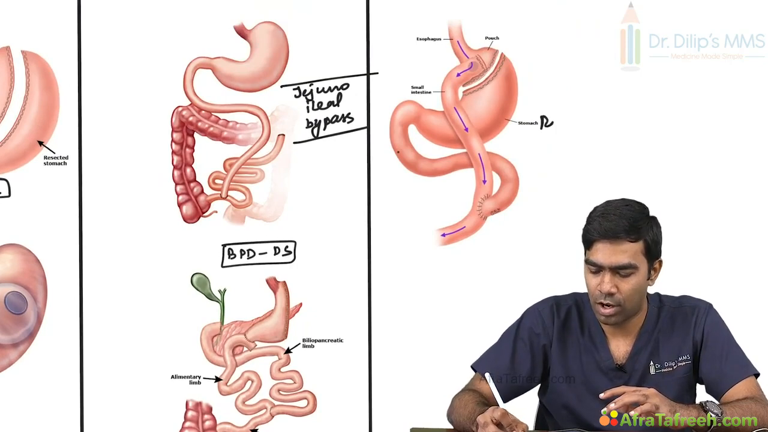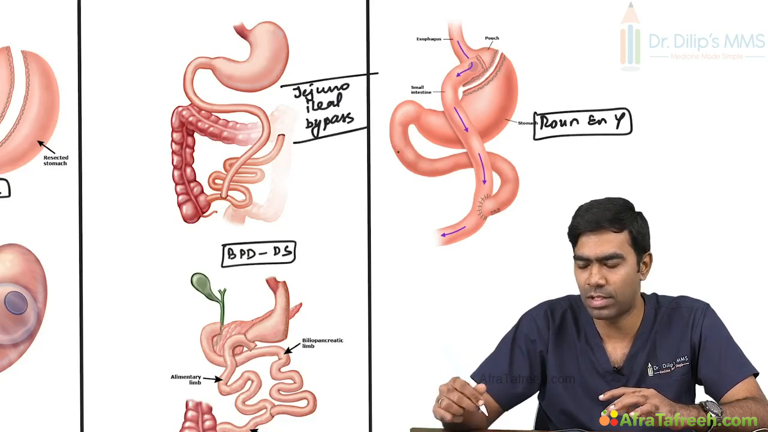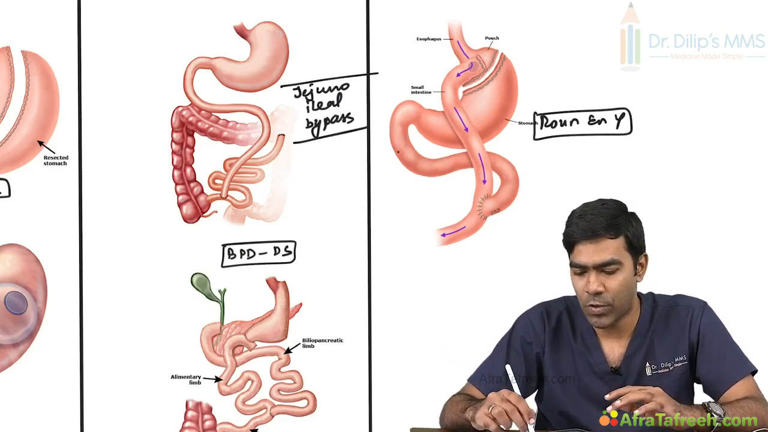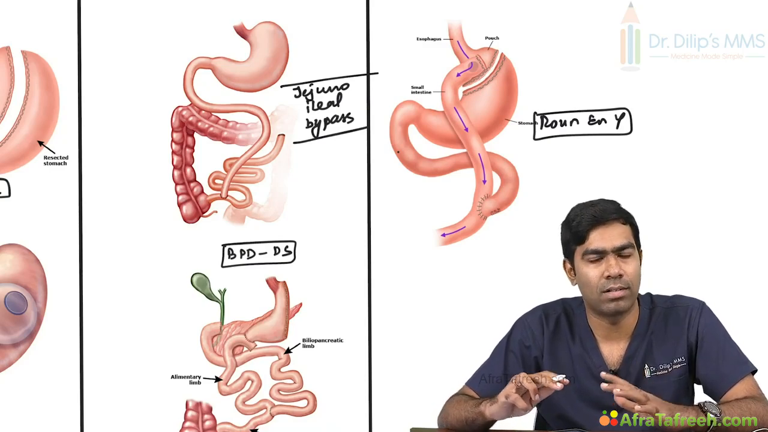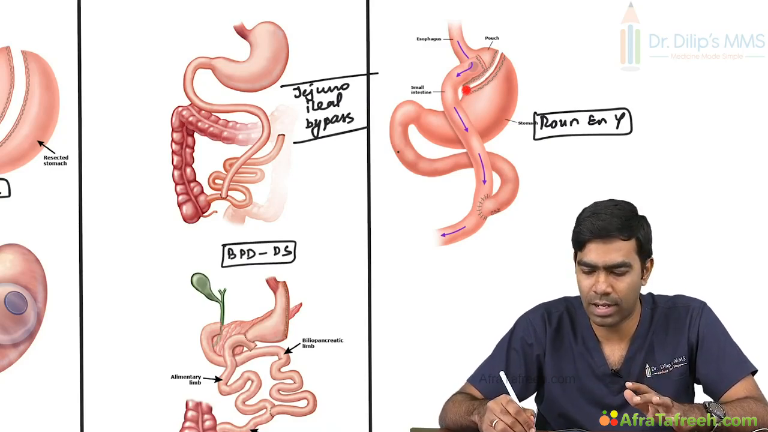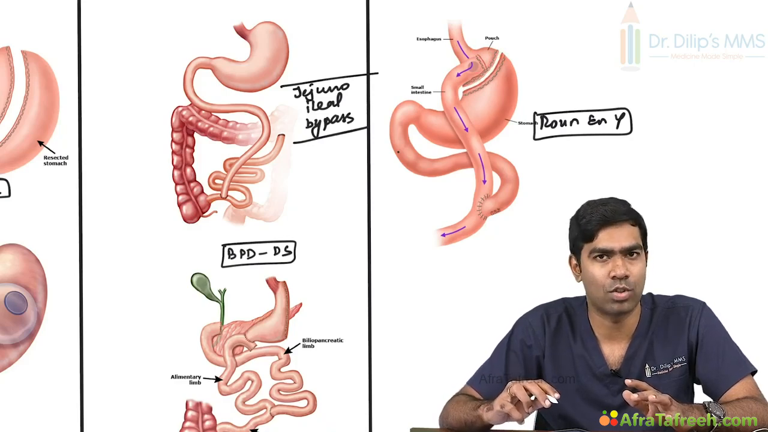And this is the Roux-en-Y gastric bypass, and this is one of the very commonly performed surgeries and very effective. Initially you will be creating a good amount of restriction by creating a small pouch by transecting the majority of the stomach away.